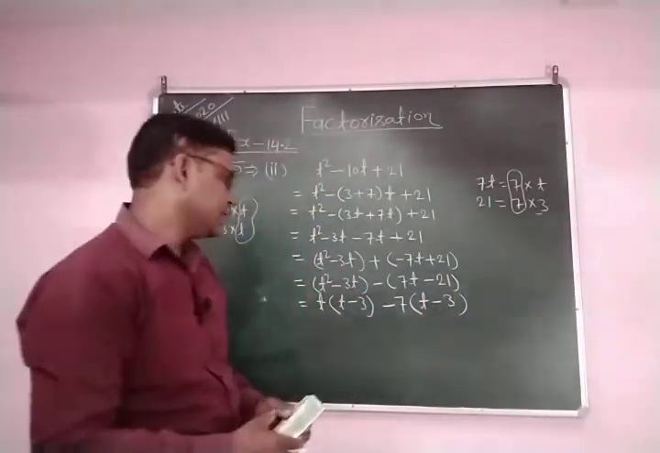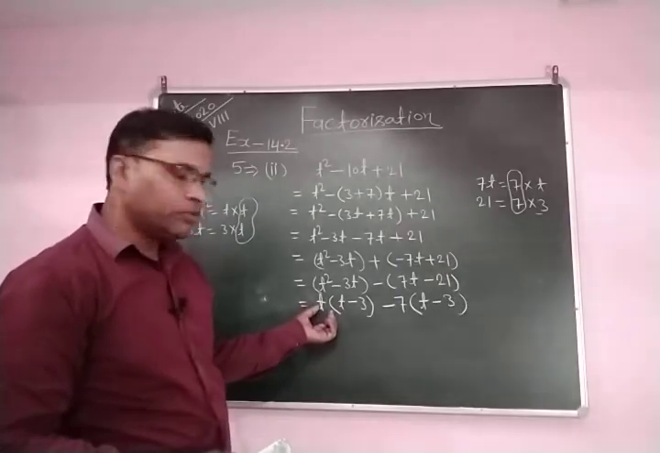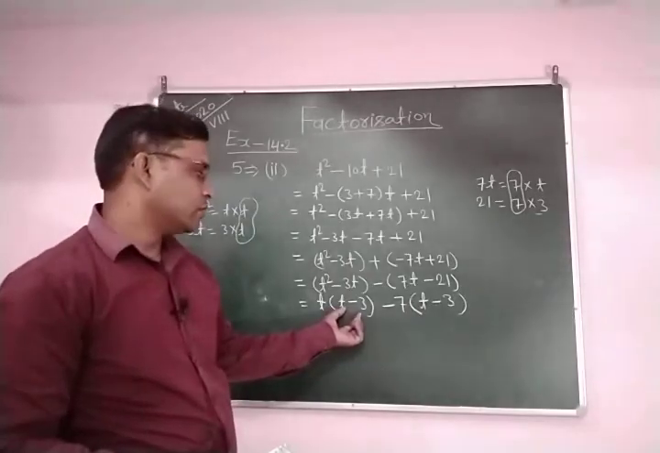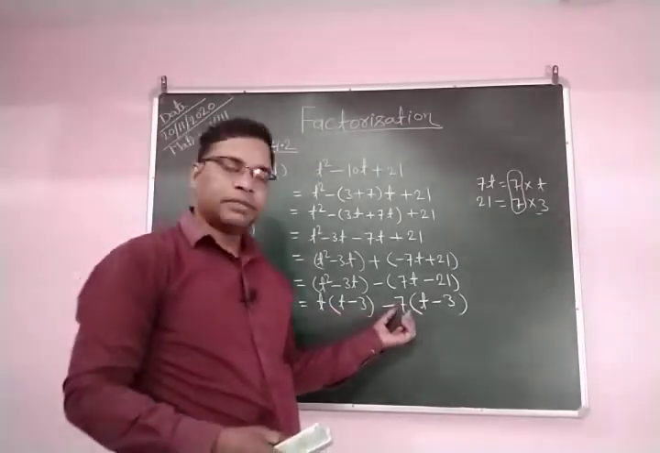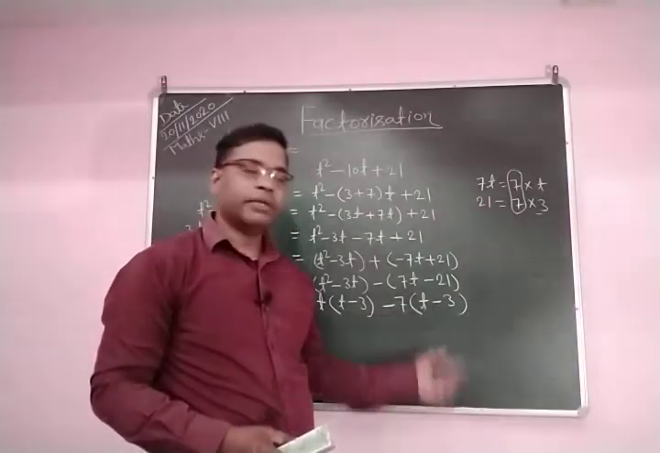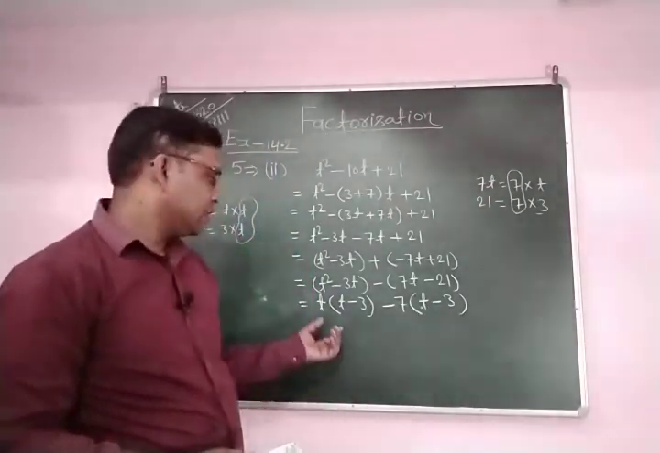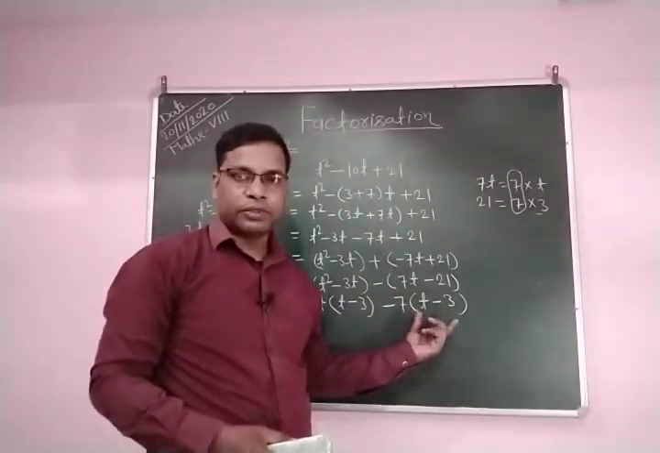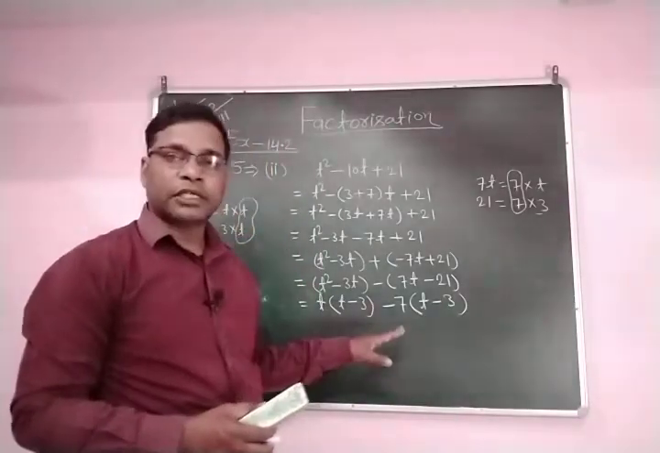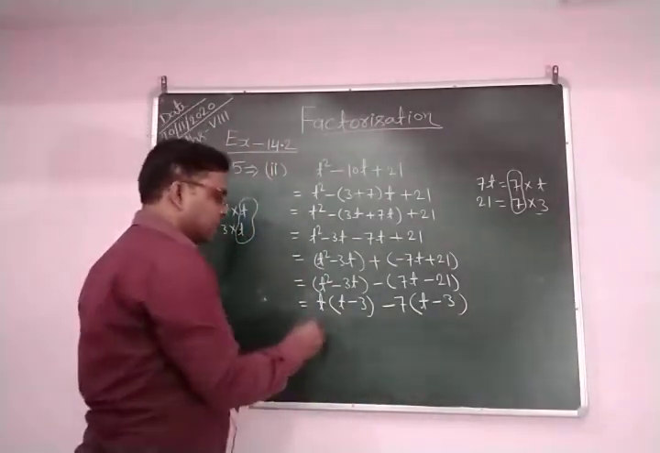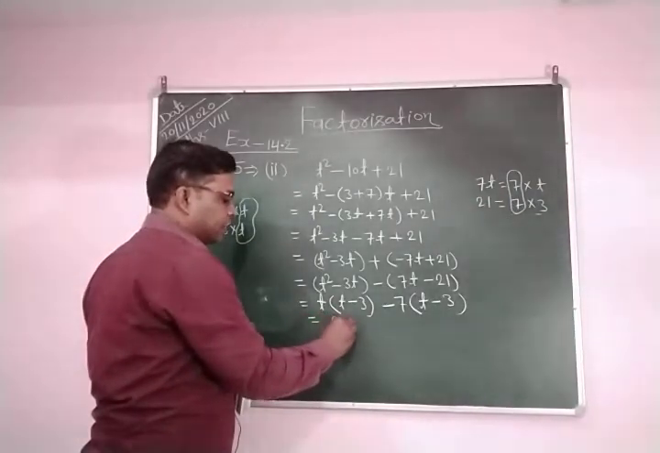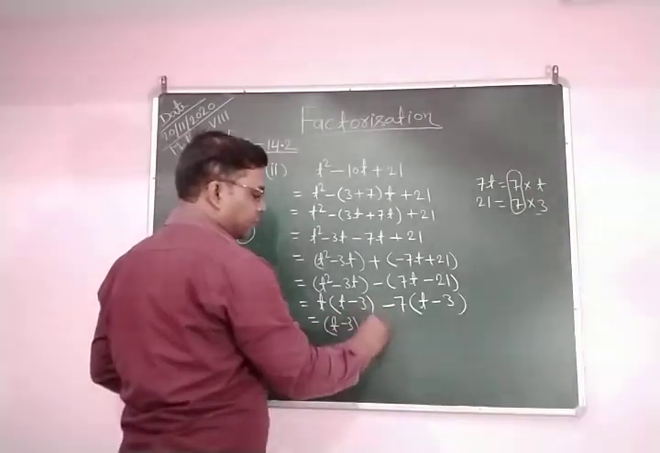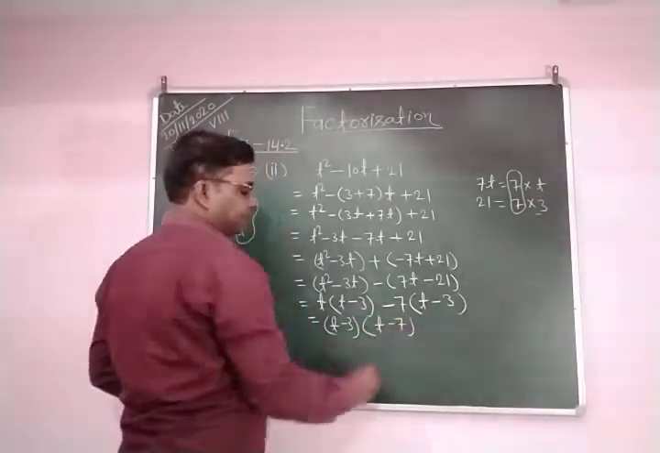So in this way you can see, in the first group we take common t, then we have t minus 3, and in the second group if you take common 7, then inside the bracket we have t minus 3. Again we observe here that t minus 3 is common between both terms. This is the first term, this is the second term. So we can take common t minus 3, and here we have t minus 7.